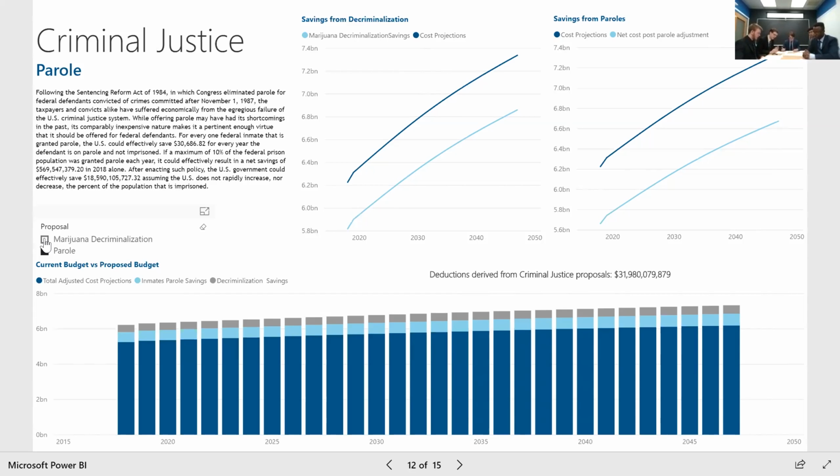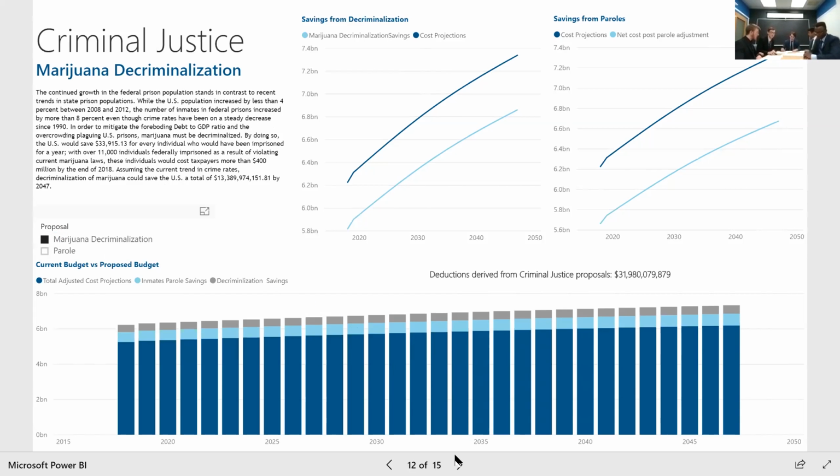But if a parolee were to violate their parole conditions and be reintegrated into prison, they would not count towards the 10%. And by reinstating parole for federal inmates, it could effectively result in a net savings of more than $500 million in 2018 alone. And all things being equal, enacting such a policy could effectively save the U.S. more than $18.5 billion by 2047.